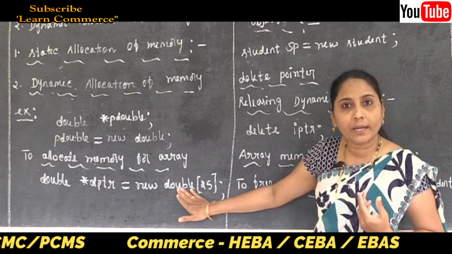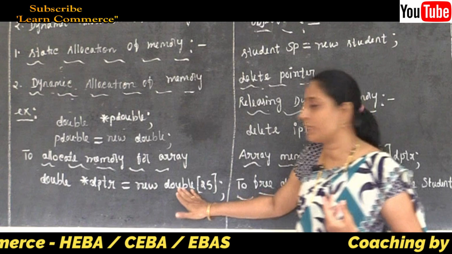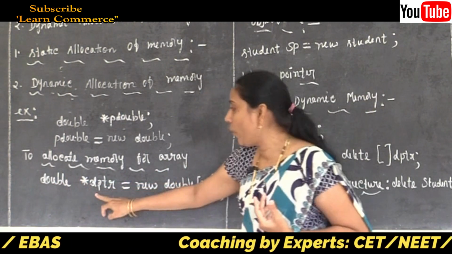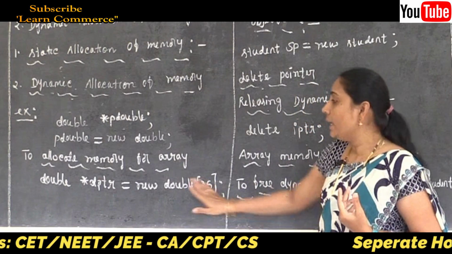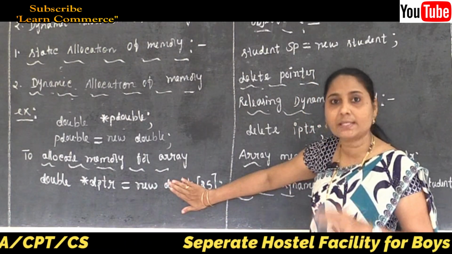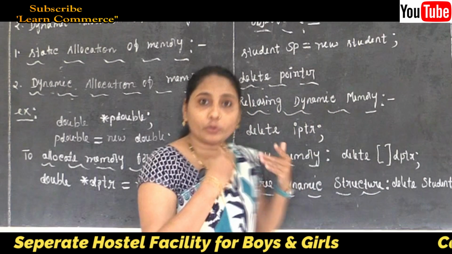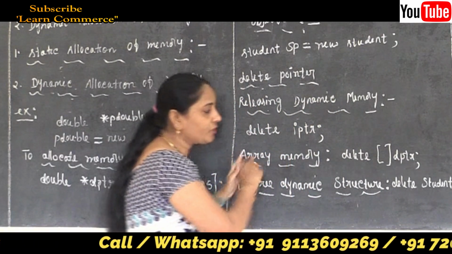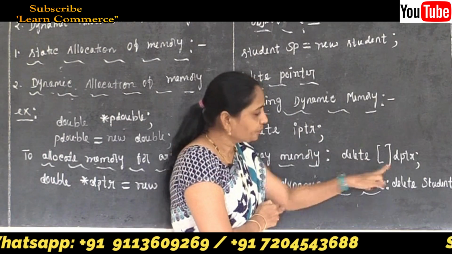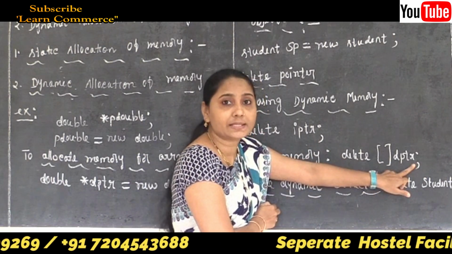Correct? No? We allocate the memory for the array object, and how do we write it? Double pointer dptr is equal to new double of size. Now, what's the memory we allocated? I don't want such memory. I want to release, I want to free such dynamic memory. Then I am going to write delete [] dptr;.